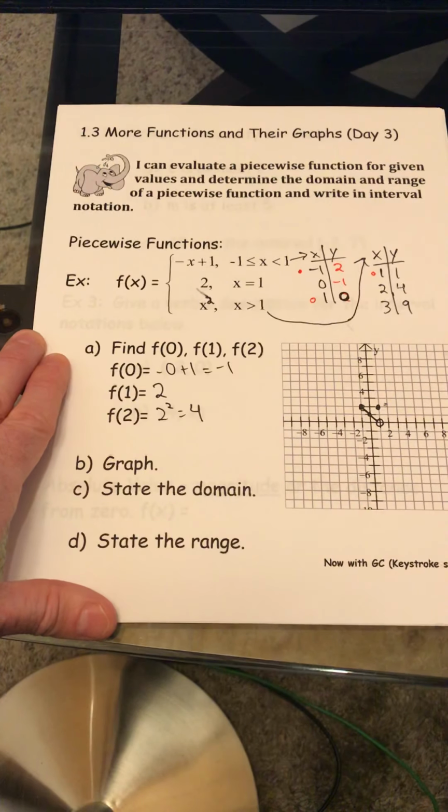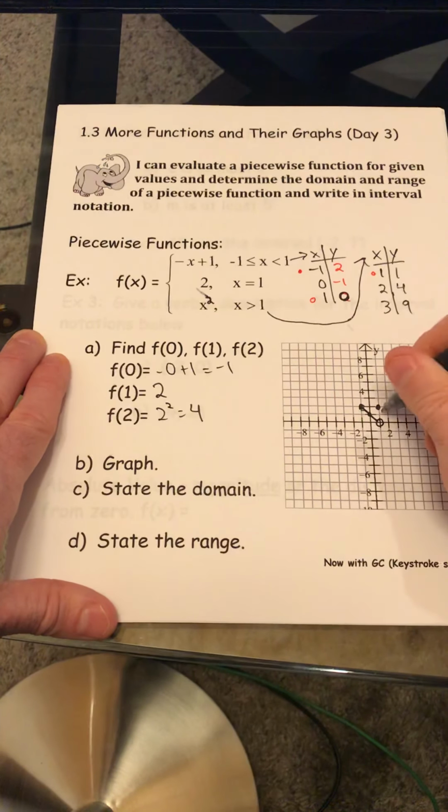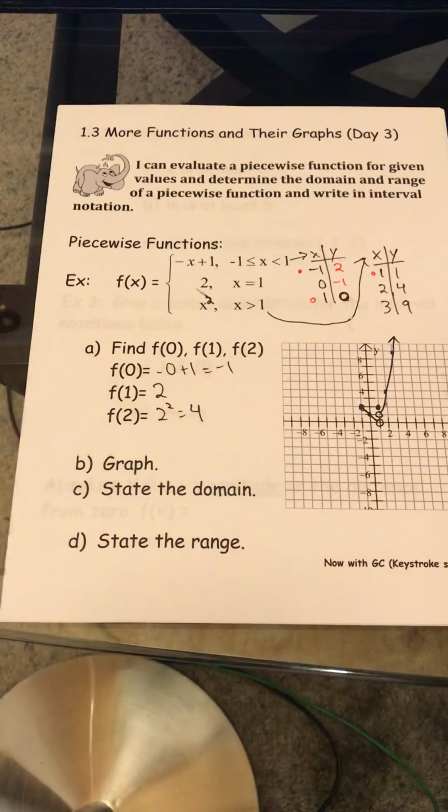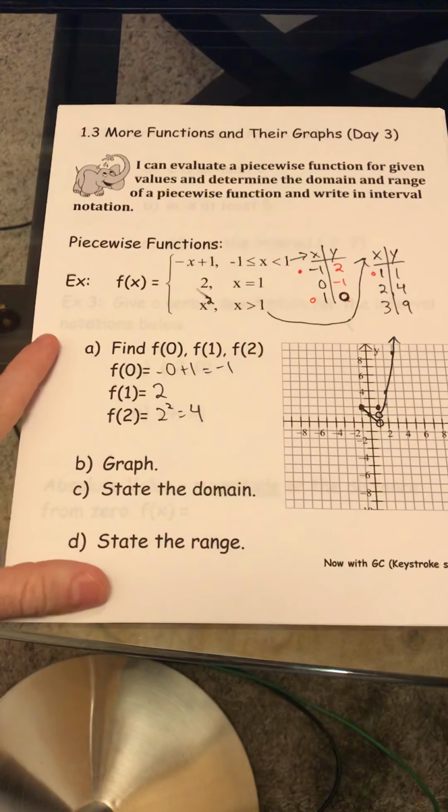So when I graph this one, again, I'll have an open dot to start. 2, 4 is there. 3, 9 is there. So basically what we end up with is a section of a parabola. Again, I have a closed dot here, 2 open dots. So again, I still have a function.